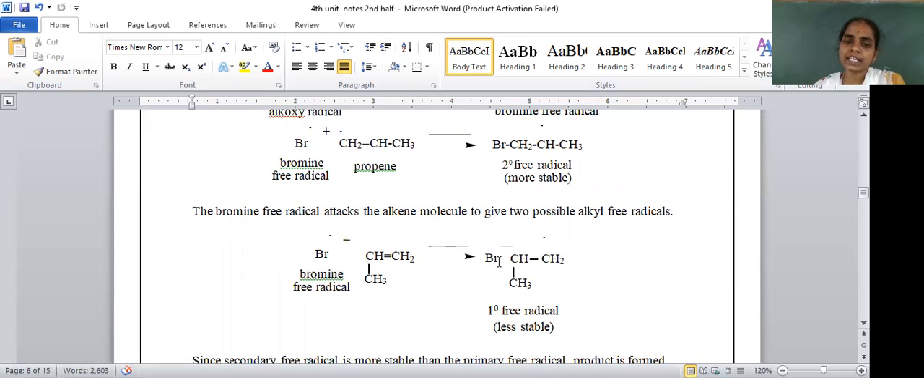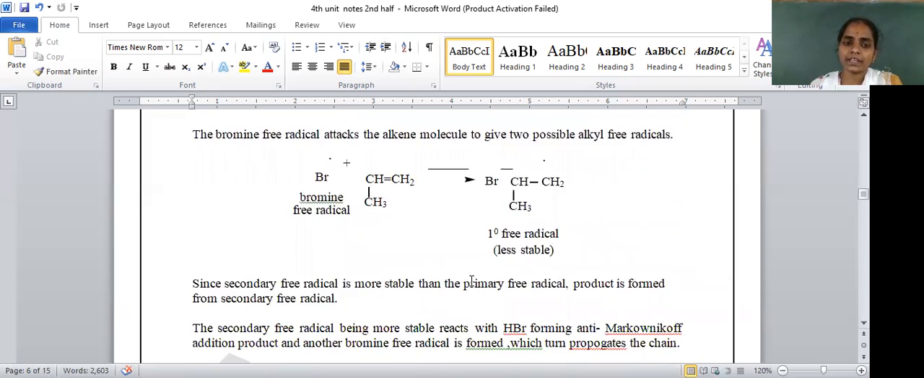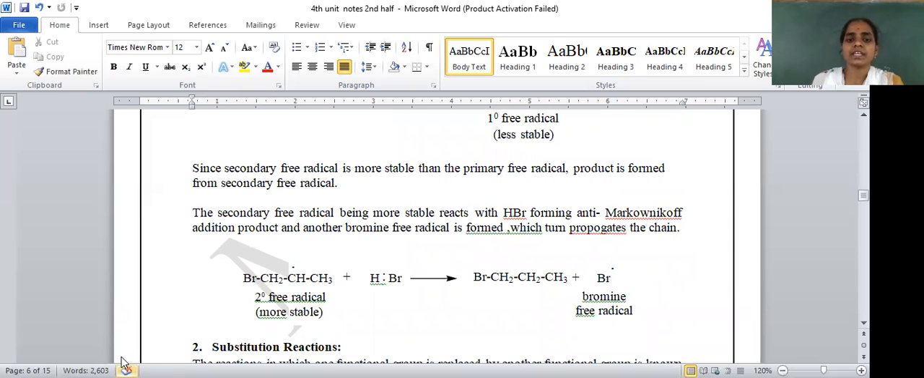If you see, this is the less stable one, where the bromine is attached to the carbon with fewer hydrogens. That means it follows the Markovnikov rule but not the anti-Markovnikov rule. According to the anti-Markovnikov rule, the bromine should attach to the carbon which has more hydrogens. So that means it follows the anti-Markovnikov rule. That is why this is the more stable one when compared to the primary free radical. So this is how the reaction takes place. Here, the secondary one is more stable.